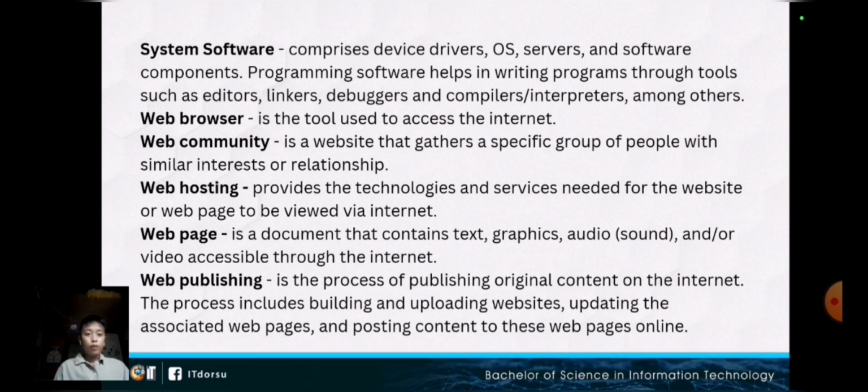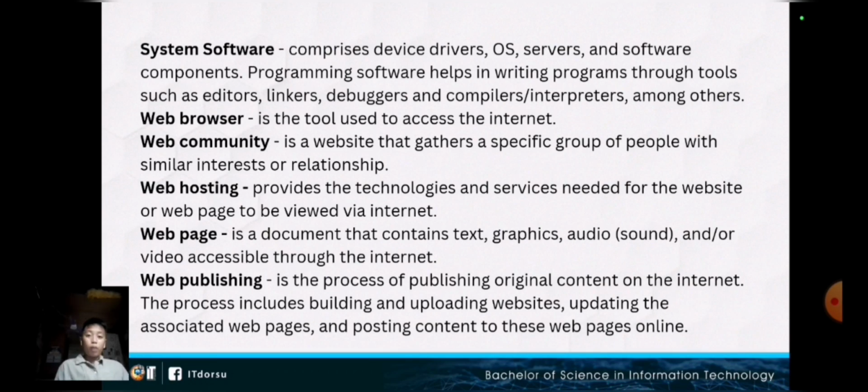Comprises device drivers, OS, servers, and software components. Programming software helps in writing programs through tools such as editors, linkers, debuggers, and compilers or interpreters, among others. So, it is used to manage the computer itself. It runs in the background, maintaining the computer's basic functions. So, users can make higher level application software to perform certain tasks. So, ang halimbawa nito is yung Mac OS at saka yung Microsoft Windows. Yan yung mga tinatawag natin na system software.